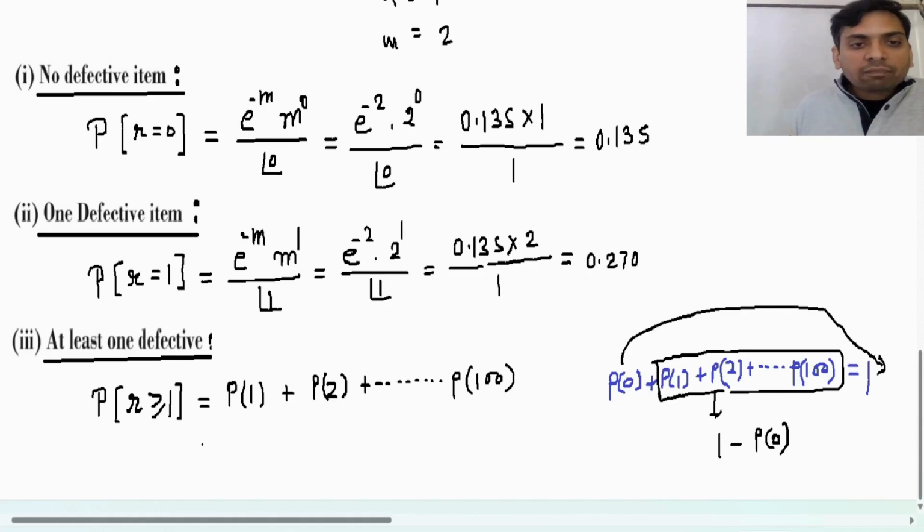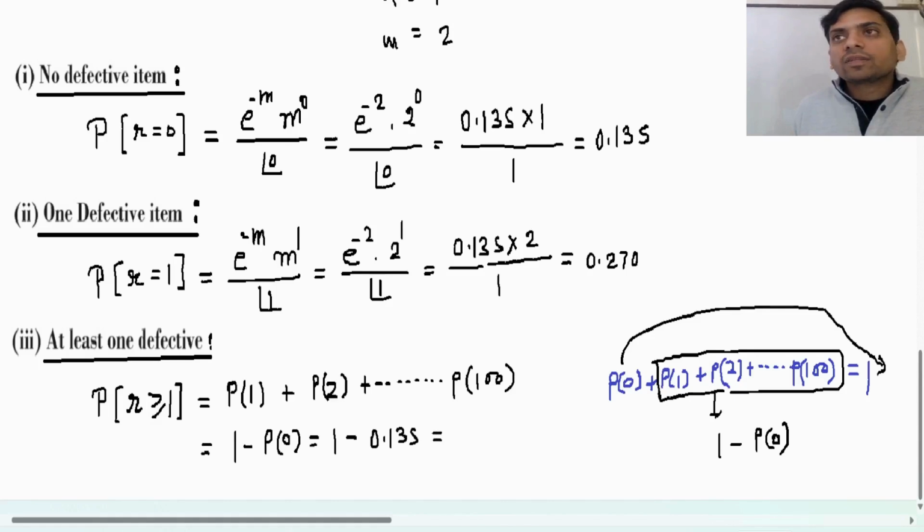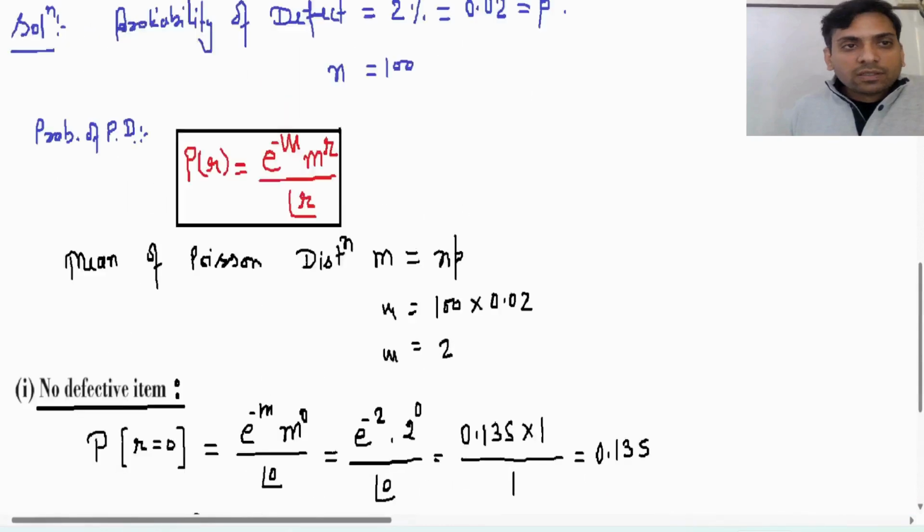So you can write this complete part as 1 minus P0. Now you will apply the formula only for P0, and for this question we have already calculated P0, the probability of 0 defect. So directly you can write this as 1 minus probability of no defect, 1 minus 0.135. So your answer is 0.865. Is it clear? Any doubt? Confusion? Okay.